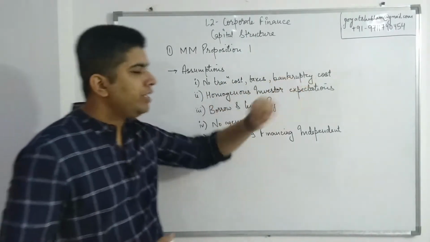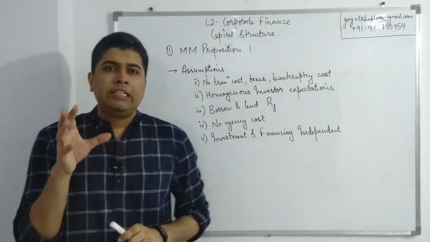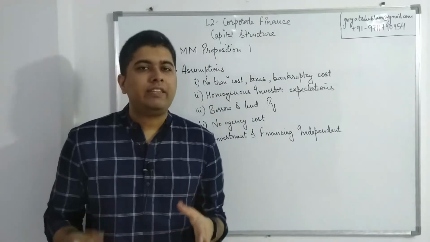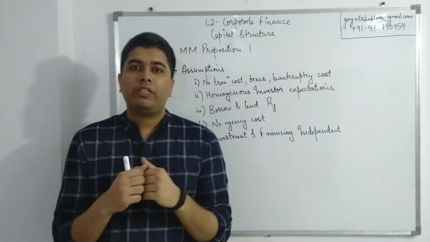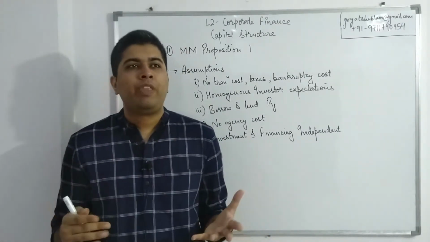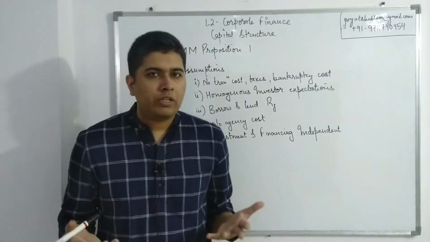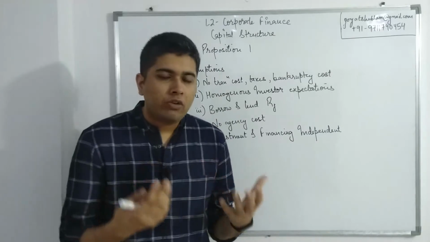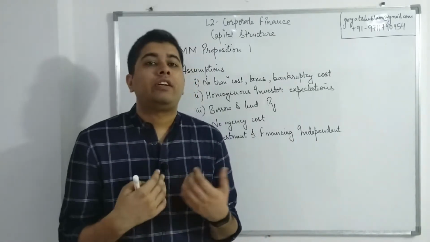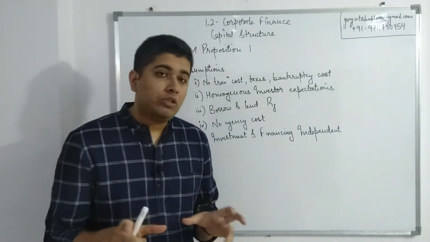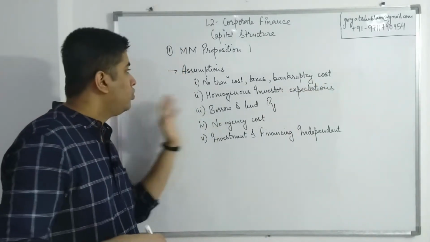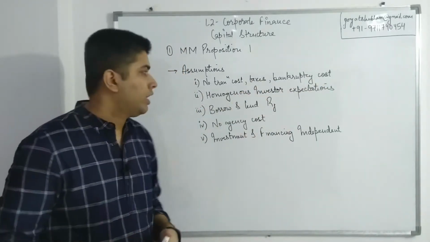Now, bankruptcy cost is the expenses or the cost that the company might have to bear if they decide to shut down their business. Now, think logically. In the real world, companies don't shut down their business the moment they start having losses. The simple reason is shutting down a business has its own set of costs. So those costs are known as bankruptcy costs. So the assumption is saying there are no such types of costs in the market.